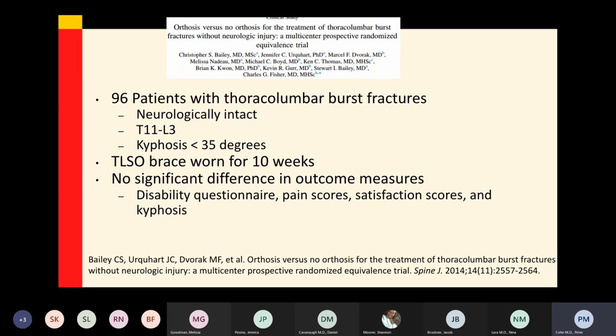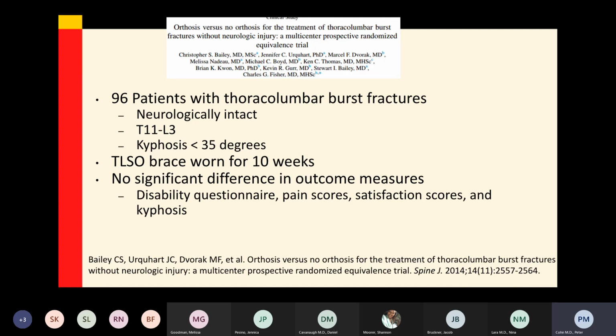So this was another study kind of getting into the granularity of non-operative treatment. And this looked at 96 patients who had burst fractures who were neurologically intact between T11 and L3 with kyphosis less than 35 degrees. And these patients were either treated with a TLSO brace that was worn for 10 weeks or no brace. And again, they found no difference in their outcome measures, including disability, pain score, satisfaction scores, and kyphosis.